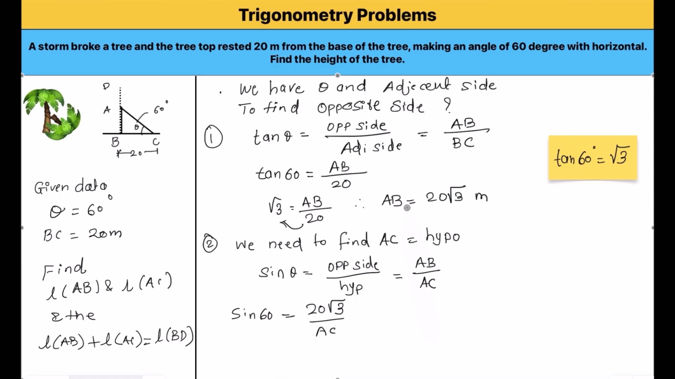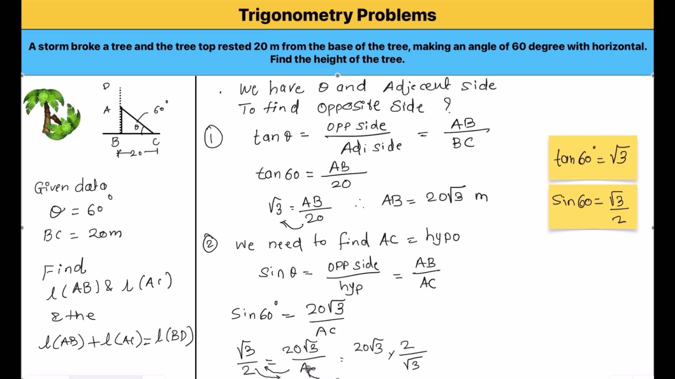We have just found out the AB length, which is 20 square root 3. We have used the same. So sine 60 is equal to 20 square root 3 upon AC. Sine 60 value is square root 3 upon 2. Let's replace. We get square root 3 upon 2 is equal to 20 square root 3 upon AC.